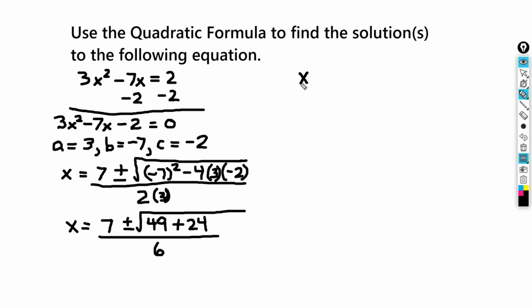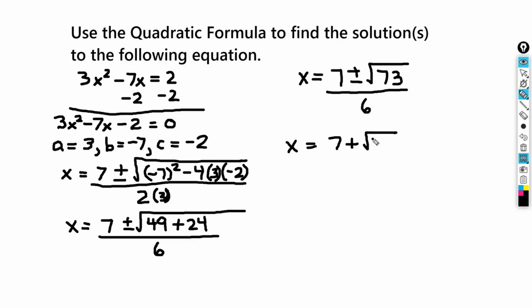So I got x equals 7 plus or minus square root of 73 over 6. And the square root of 73 we really can't simplify. So our two solutions are x equals 7 plus square root of 73 over 6, and x equals 7 minus the square root of 73 over 6.